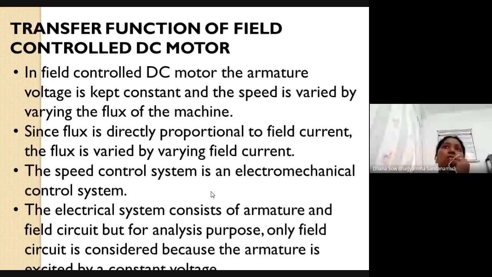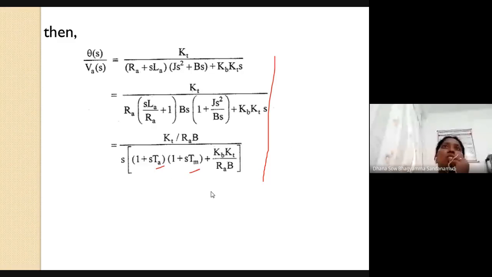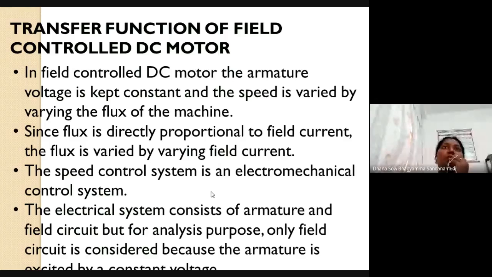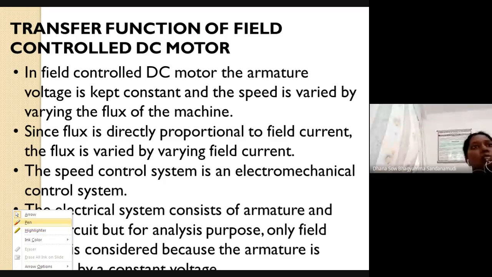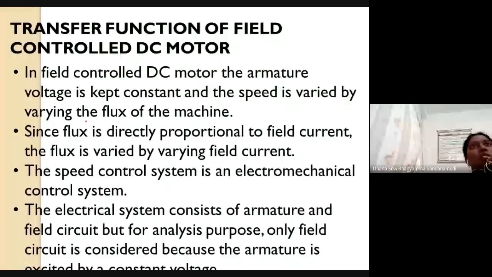So actually, the additional thing that we have done is we have determined the transfer function. Okay, so let's determine the transfer function by the field control method of a DC motor. We have just seen the armature speed control method. Here we are going to see the field control method.